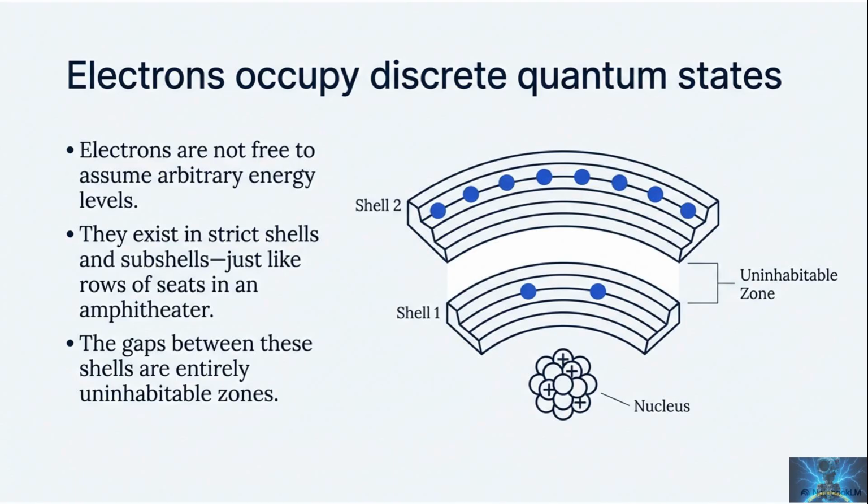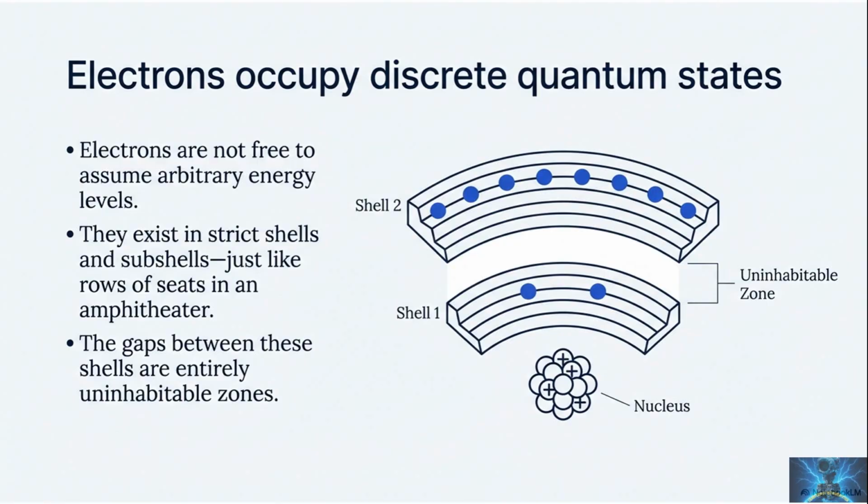Electrons occupy discrete quantum states. Electrons are not free to choose any energy they want. They live in strict shells and subshells, like assigned rows of seats in an amphitheater. Between those shells are no-seat zones, where electrons simply cannot exist. That gap idea matters because the same concept shows up later as an energy band gap in solids.